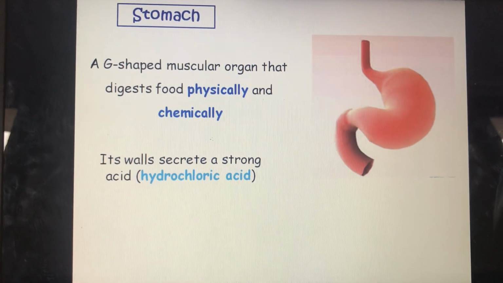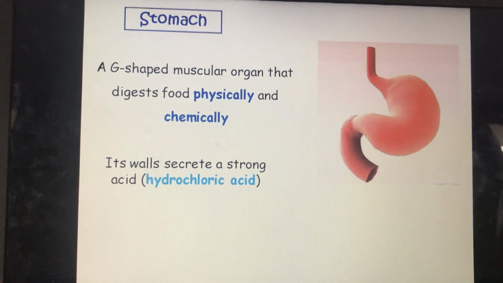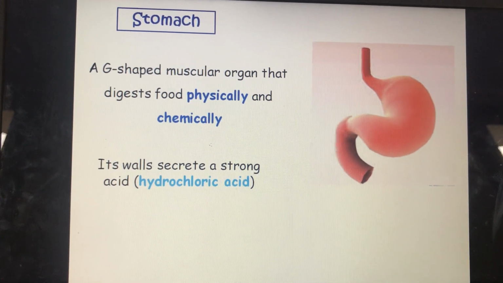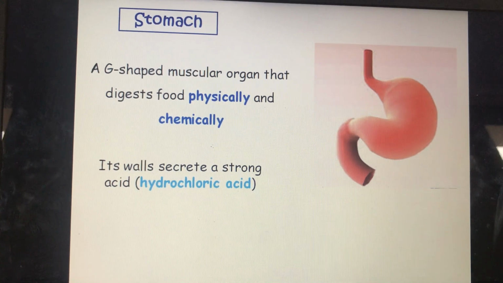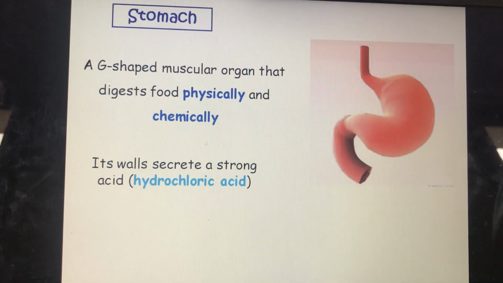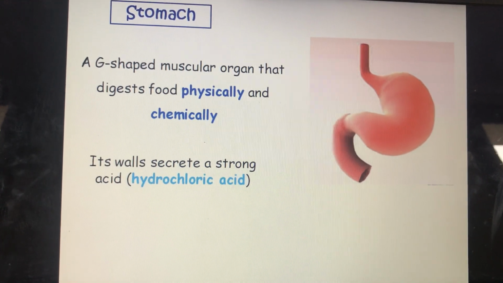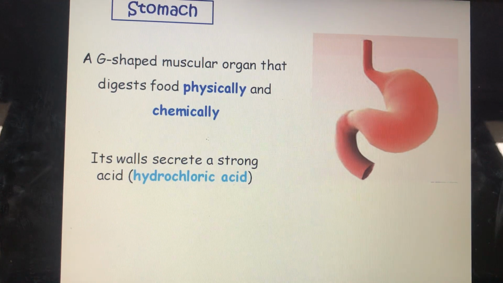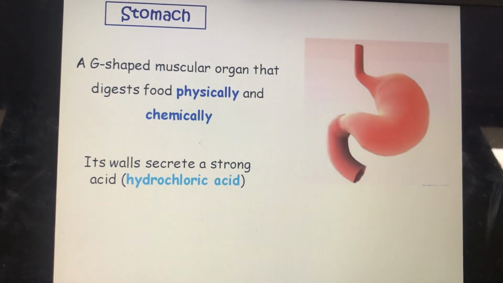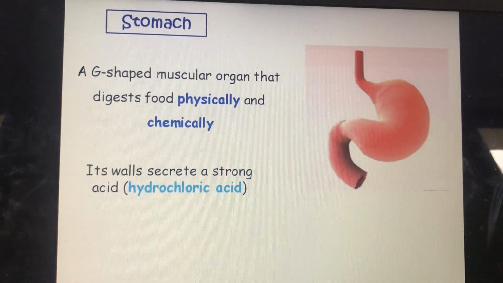Stomach. It's the third part of the digestive system where food is passing. It is a very important part because it also has two types of digestion happening there. First of all, it is a J-shaped muscular organ, so it is an organ made up of muscles and it can move. It digests food physically and chemically. It digests food physically because it moves, so we say that we have churning of food happening in the stomach.